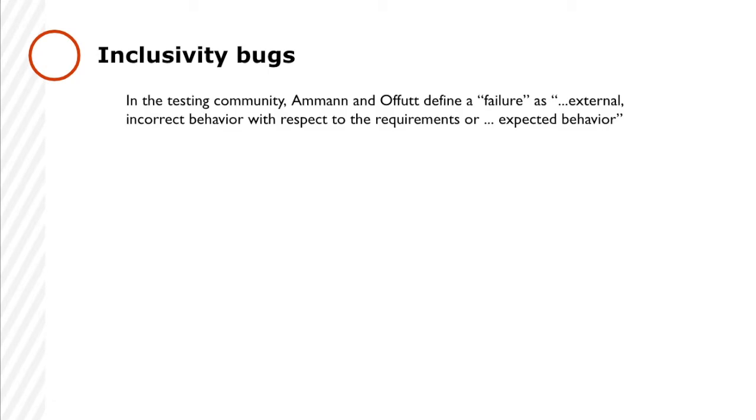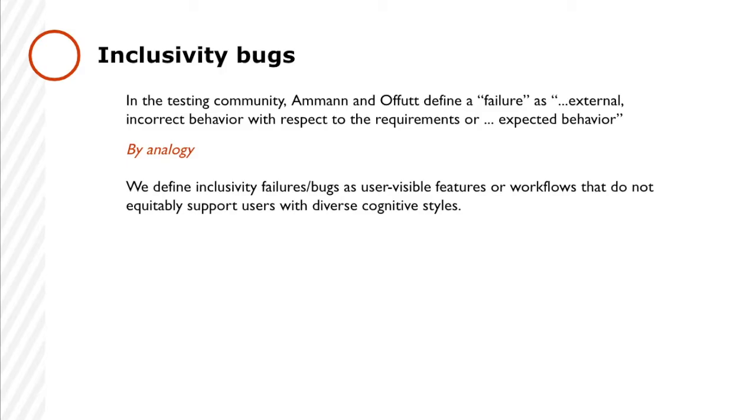What are inclusivity bugs? In the testing community, Aman and Ofut define a failure as external incorrect behavior with respect to the requirements or expected behavior. Now, by analogy, our requirements or expected behavior is inclusivity across diverse cognitive styles. So we define inclusivity failures or bugs as user-visible features or workflows that do not equitably support users with diverse cognitive styles.